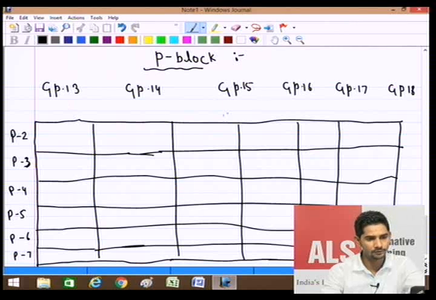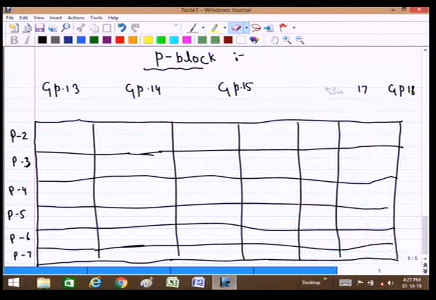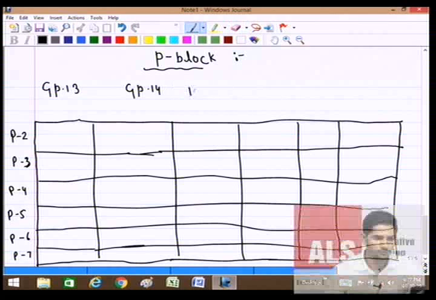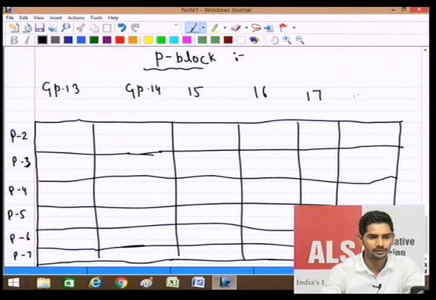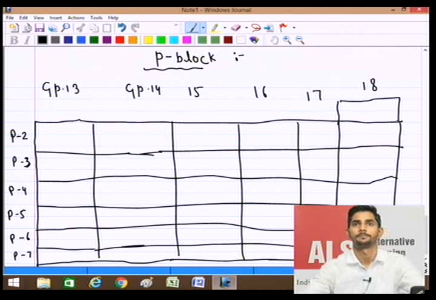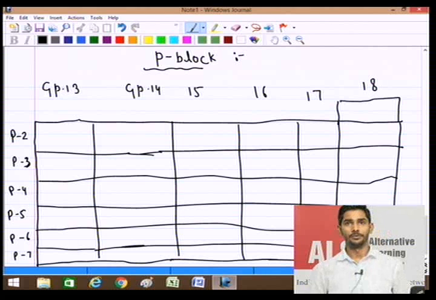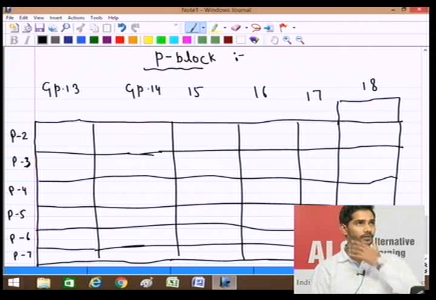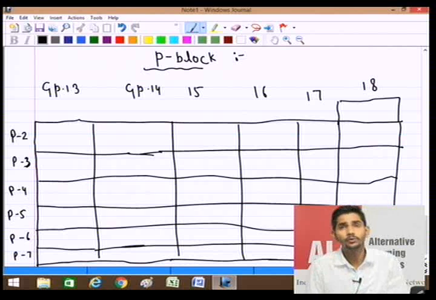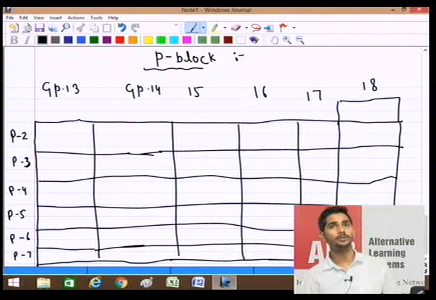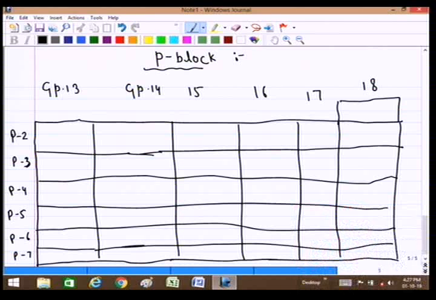So this is 13, 14, 15, 16, 17, and then 18. But one thing, actually, 18 starts from period 1. That you have to remember. I have already told you that you have to draw this one in your copy. So right now you need not draw this. You can do that at your home. We will simply start with the elements of the groups.